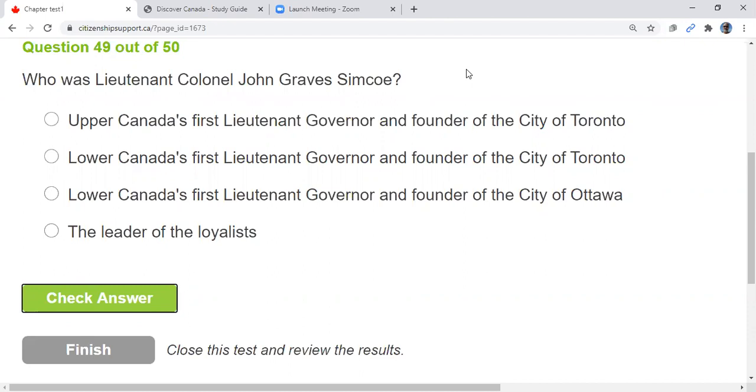All the questions look the same. I will say the first one, the one with upper. Very good, very good. Upper Canada's first lieutenant governor and founder of the city of Toronto. So he was Ontario's first leader, and he started Toronto too. Yeah, John Graves Simcoe. Good, very good.